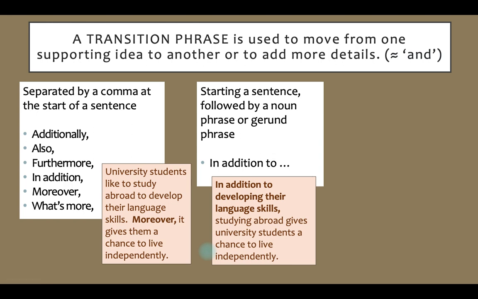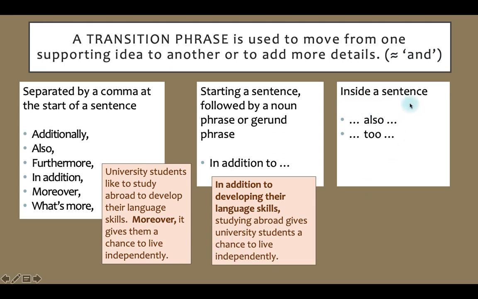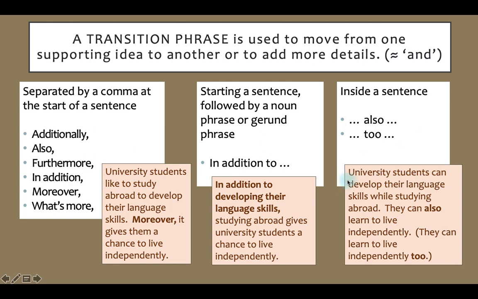The third type is inside a sentence. So not starting a sentence, but inside the sentence. We have the word "also" and the word "too." University students can develop their language skills while studying abroad. They can also learn to live independently. So this is a very simple way to add an idea. If you want to use "too," we put it at the end of the sentence. They can learn to live independently too.